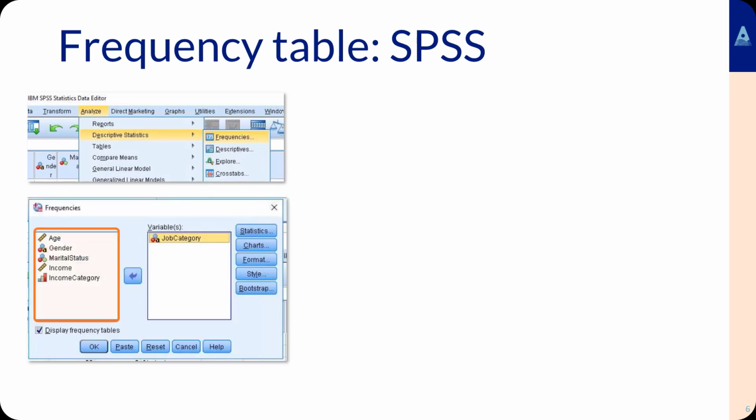On the left hand side, you've got a list of all the variables, and on the right side, the variables chosen is blank. You simply select the job category variable from the left and move it to the right, either by pressing the arrow or dragging and dropping it. There are other options we can choose. We can calculate some statistics and some charts, but for the time being, we'll just create a basic frequency table. So that means you have to make sure that the display frequencies tables checkbox in the bottom left corner is checked. And when you've done that, you'll get this output.